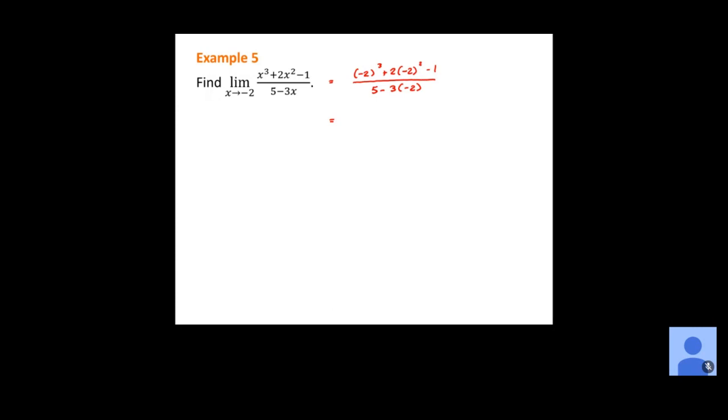So just remember, in this case, a rational function, we're allowed to direct substitute. And the reason we're allowed to direct substitute is because a rational function is continuous everywhere on its domain, meaning that the limit is going to be equal to the value of the function. So as long as -2 is in the domain, we can just plug straight in. Now we just need to simplify this. -2 to the third should give us -8. 2 times -2 squared. -2 squared becomes a +4 times 2 is +8. And we have our -1 over 5 minus 3 times -2, that becomes a +6, so 5 plus 6. And if we simplify that, what do we get?